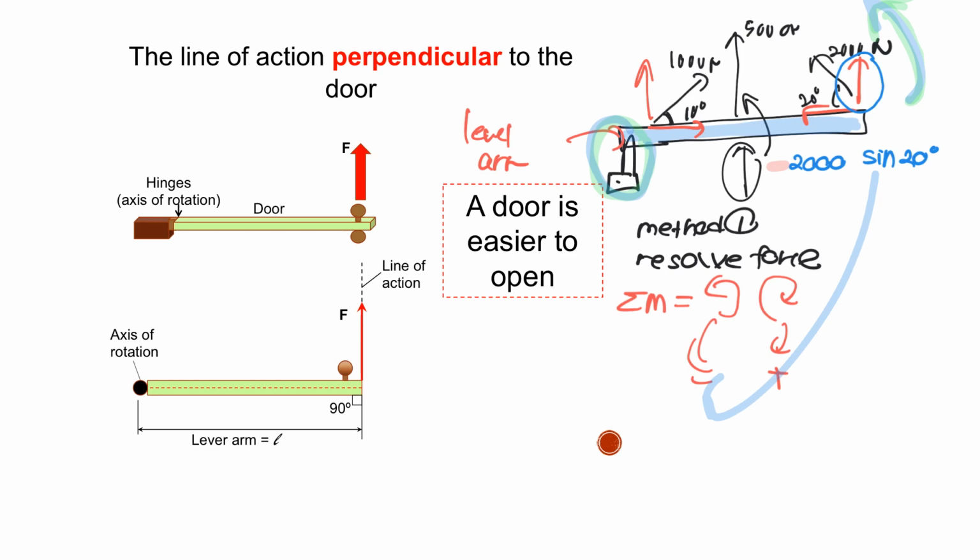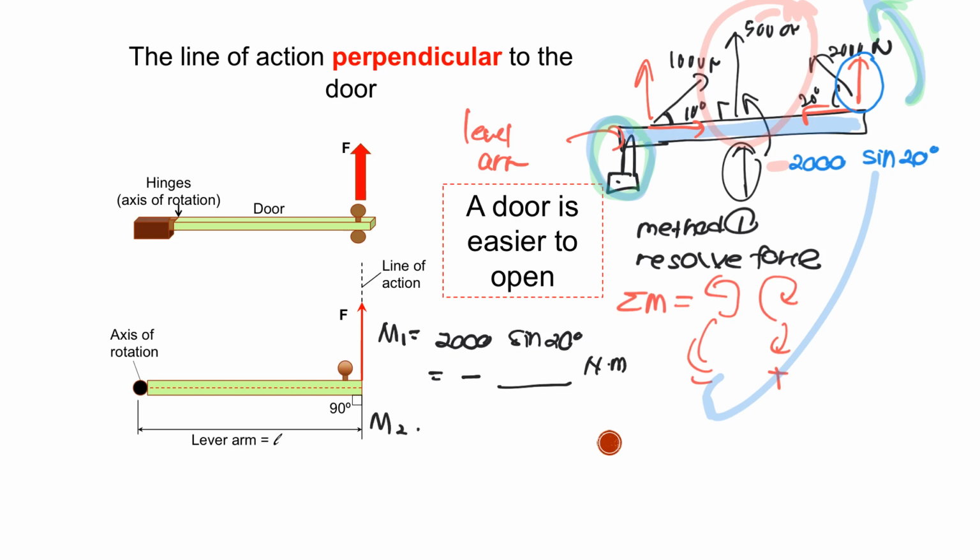How about 5,000? Do you need to resolve? You don't have to, because why? 5,000 already produces the moment, because it's definitely perpendicular to the lever arm. Okay, so for the first one, moment 1 is 2,000 sine 20. So you are going to get a negative answer, in Newton meter.